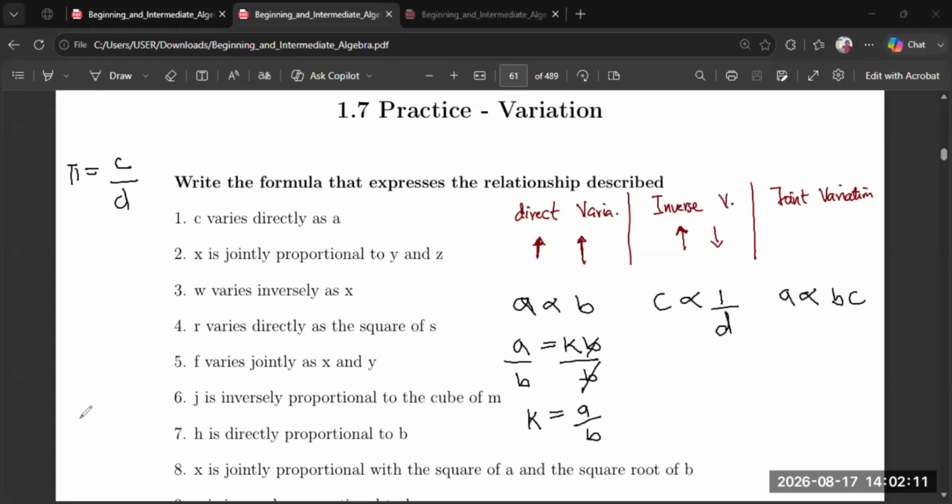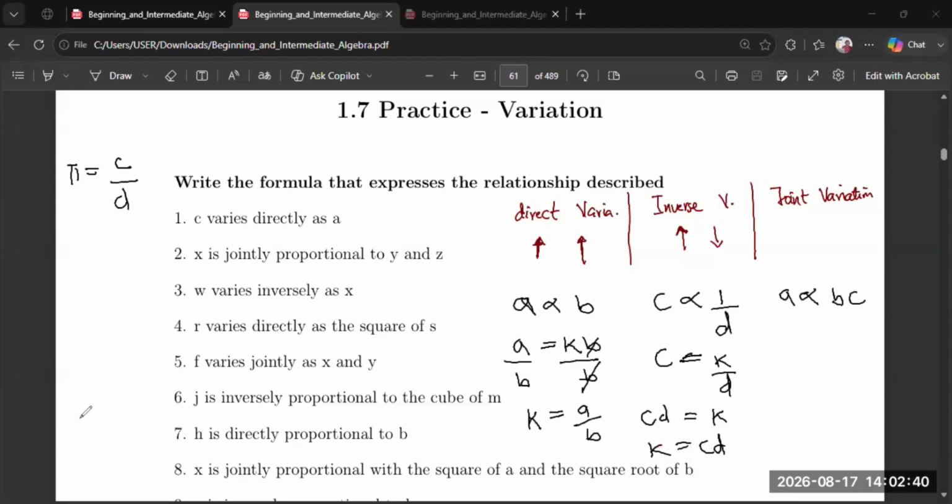Great. Okay, so for inverse variation, we apply the same rule. So we introduce the constant of proportionality. So that would be C is equal to K all over D. And to get the value of the constant, all we need to do is multiply both sides by D. So that would be CD is equal to K. In other words, K is equal to CD. So this is the constant of proportionality.